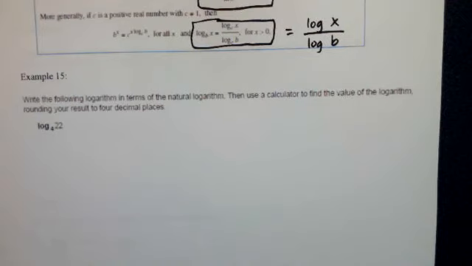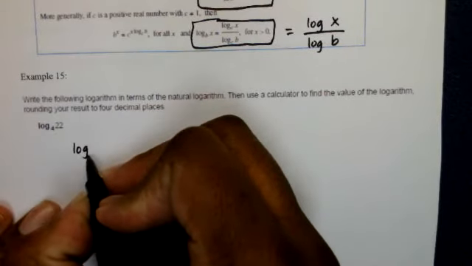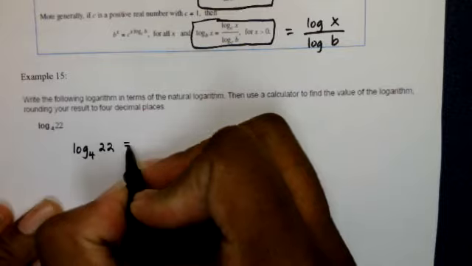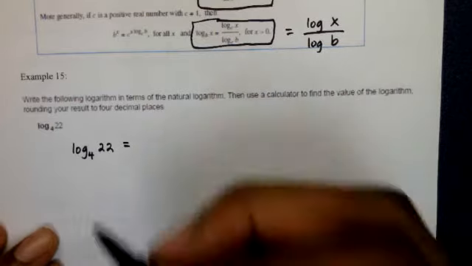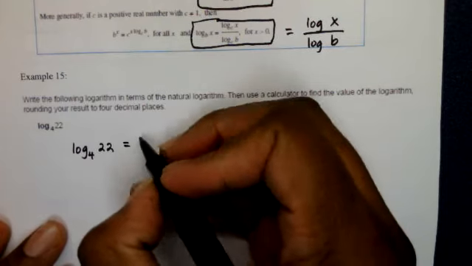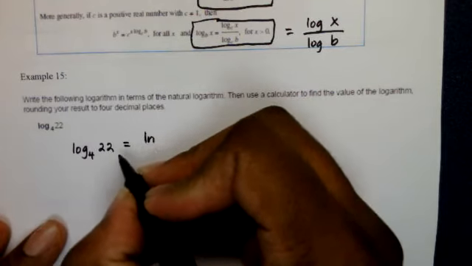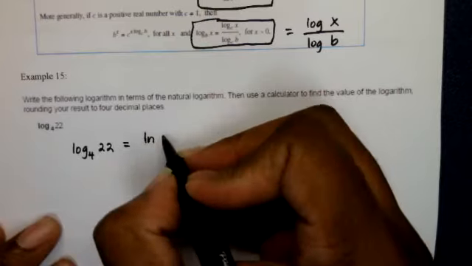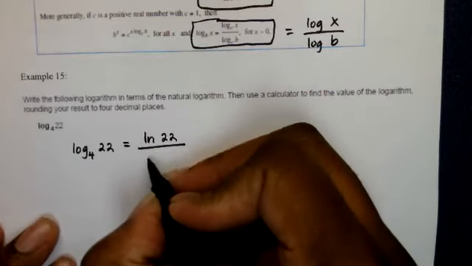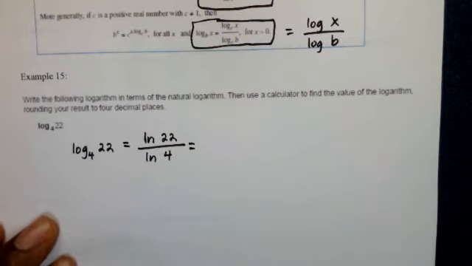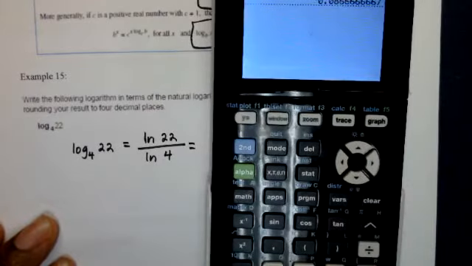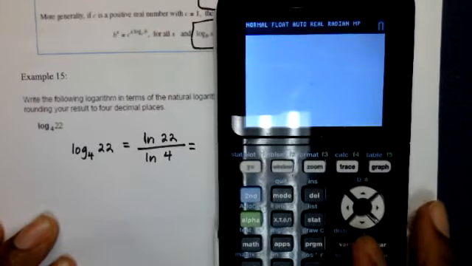Using that change of base rule, log to the base 4 of 22. Now you can use common logarithms or you can use natural logarithms. But here, I'm going to use natural logarithms. I'm going to write this as ln of what I'm taking the log of, which is 22, divided by ln of whatever my base is. That's 4.